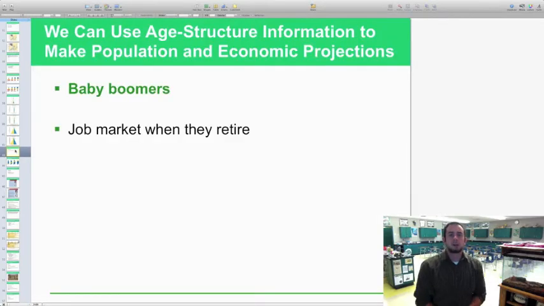We can use age structure information to make population and economic projections. The baby boomers: what's going to happen in the job market when they retire? The book foretells it: we're not going to have enough people to fill the jobs when baby boomers retire. But because we're coming off of a depression, hopefully, I don't feel we're going to have as big of a problem with this, because we already are lacking in jobs.